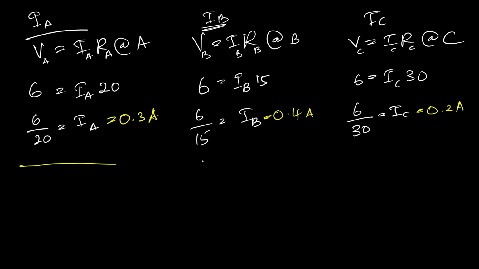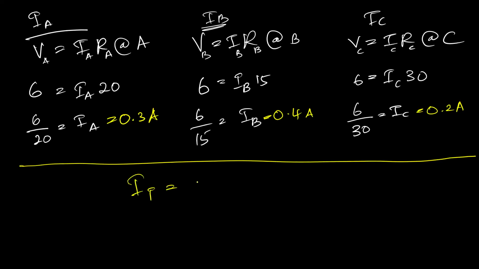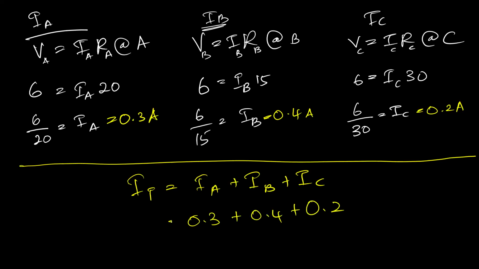So then I have found IA, IB, IC. So if I want to find the I total, IA plus IB plus IC, so 0.3 plus 0.4 plus 0.2, I will get 0.9 ampere as the total current. So until this, no problem, no recurring or anything. I think the last one, IR, is only recurring, no problem.